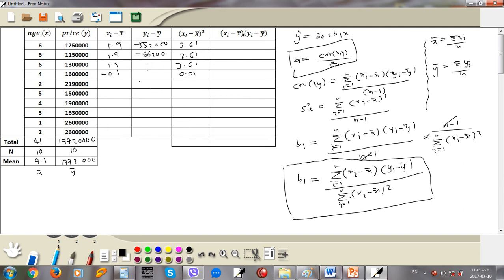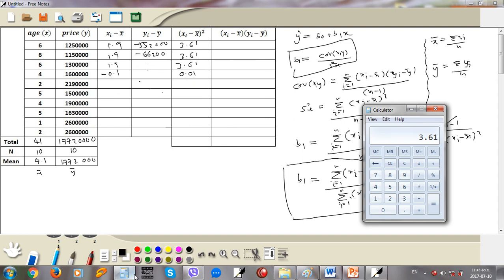Then xi minus x bar times yi minus y bar means you need to multiply these two. It means 1.9 multiplied by minus 552,000. The answer comes as 1,048,800.